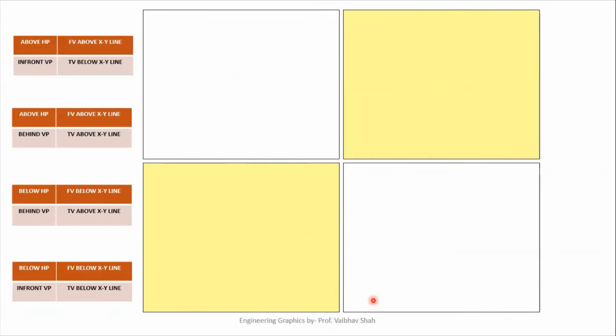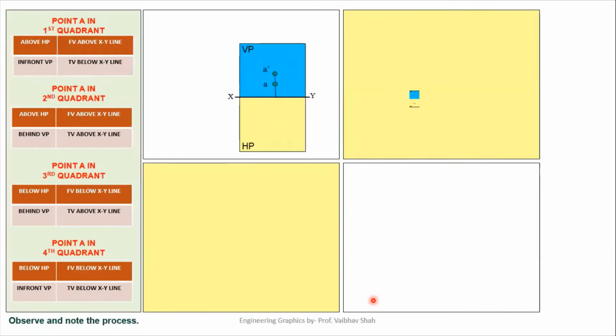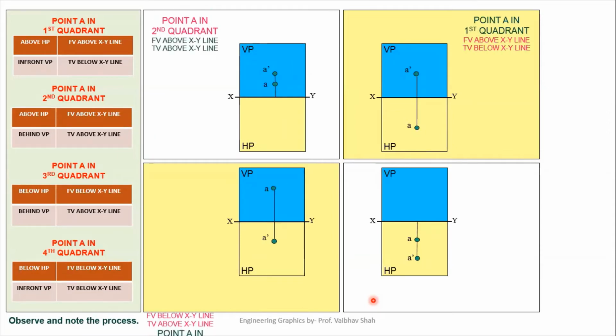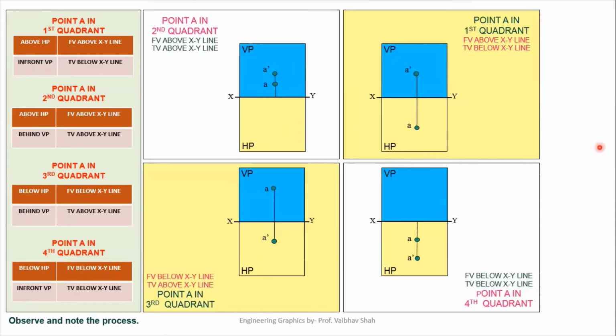Now, in the examination, what we have to do is simply plot the position of the point with respect to the XY line only. So this is the case we have to plot in our examination. Let us start with this point A in the first quadrant. As we know, for a first quadrant point, our point would be above HP and in front of VP. As we have seen previously, we'll just draw the final projection of that point.